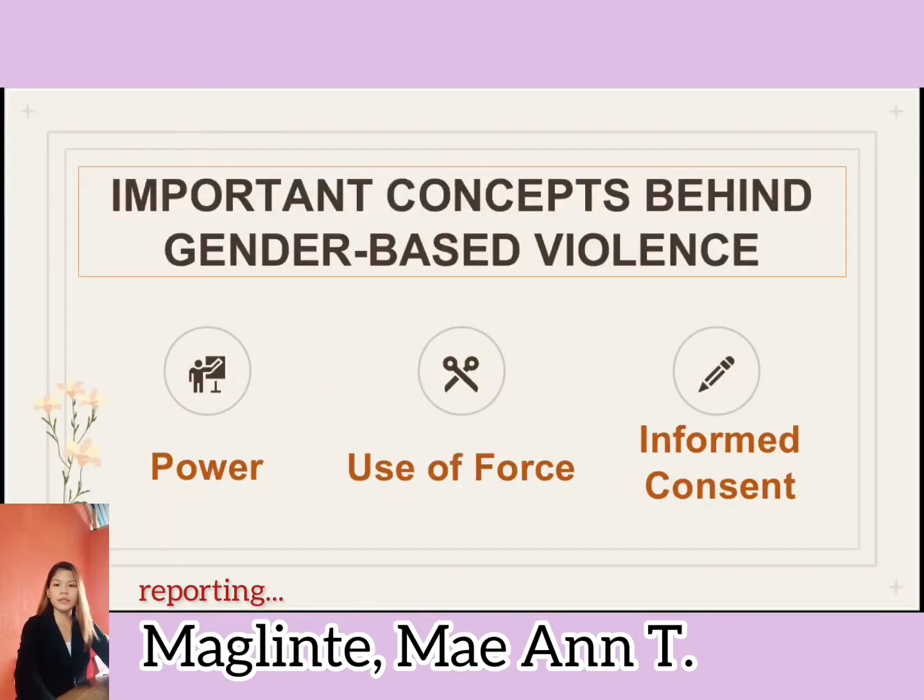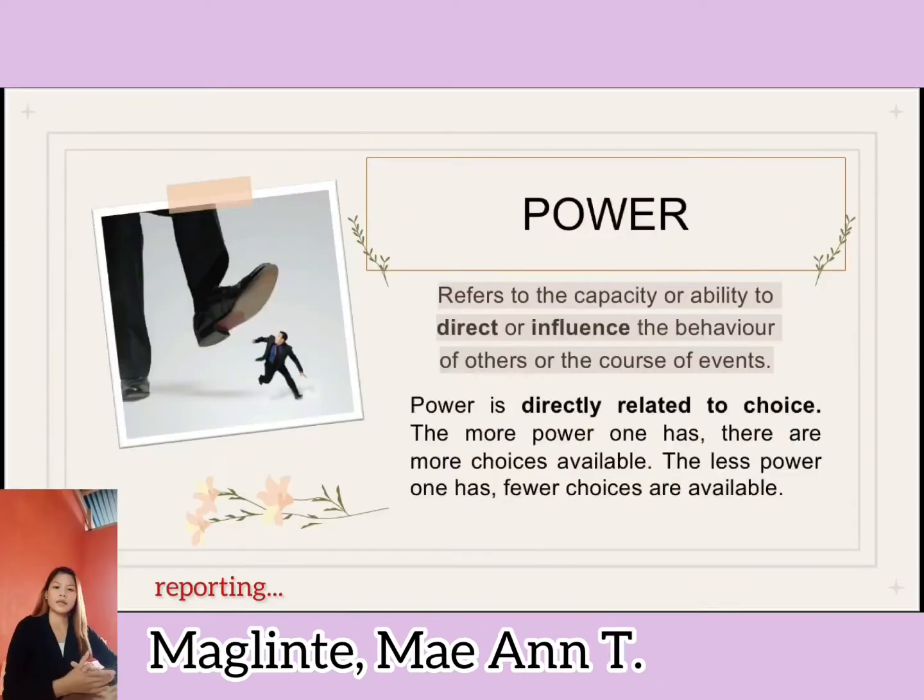So as I have said, there are three important concepts behind gender-based violence. We have power, use of force, and informed consent. So my name is Mayan Maglente and I will be discussing power. Power refers to the capacity to direct or influence the behaviors of others or the course of events. So by the definition itself, we can say that when someone has power over somebody, he has the authority to direct that person or influence that person.